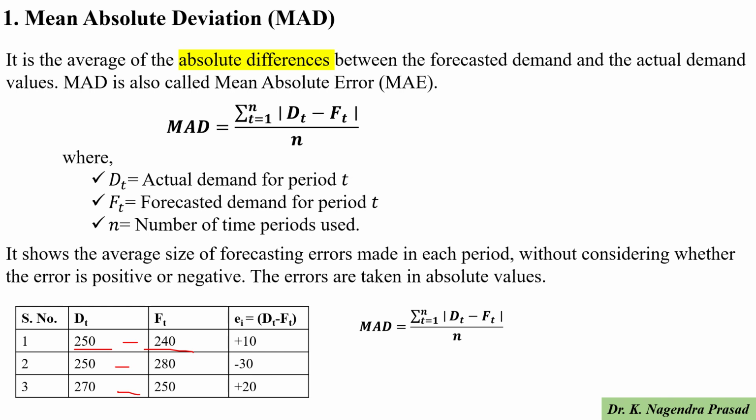Then mean absolute deviation is equal to 10 plus 30 plus 20 divided by small n equal to the number of time periods, that is 3. Then MAD equal to 60 divided by 3, which is equal to 20.